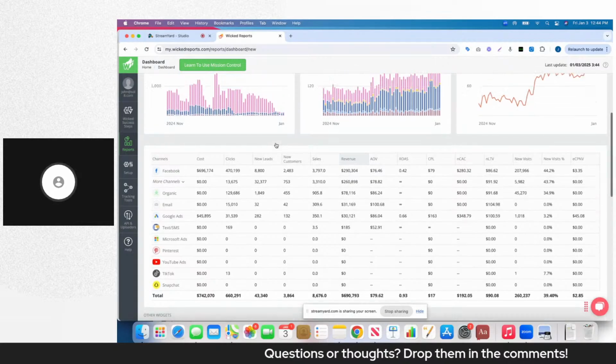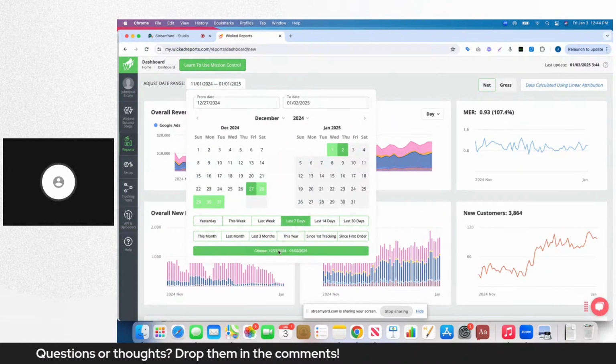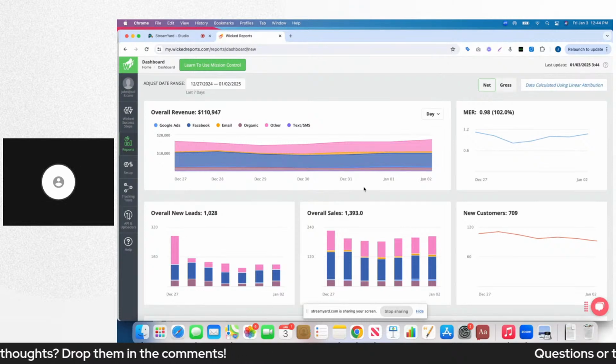Now, at any point in time, if you start to change these metrics, like if I just go into the last day here, you can see the budgetary splits between these networks.